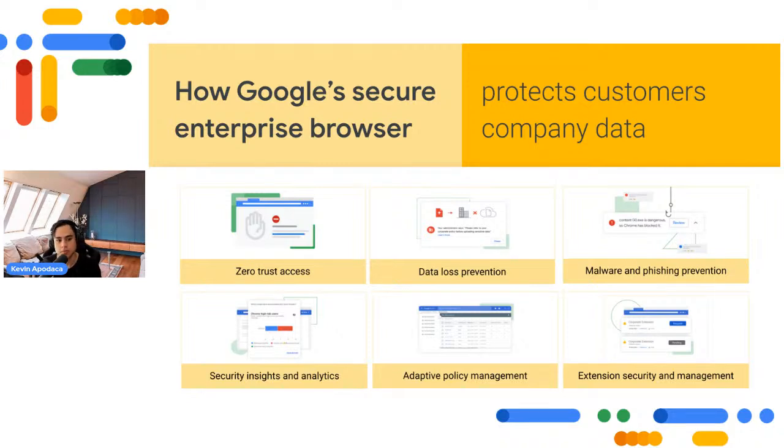Third thing that it does is malware and phishing protection. Because we're using Chrome as the entry point, Chrome provides that Safe Browsing API that lets you do content analysis, prevent particularly malicious files from making their way in or out to a user's device or your corporate systems.